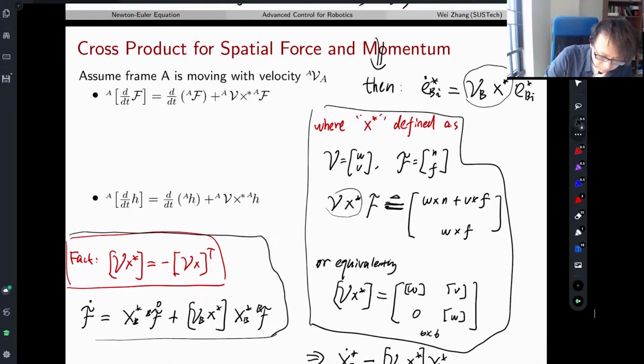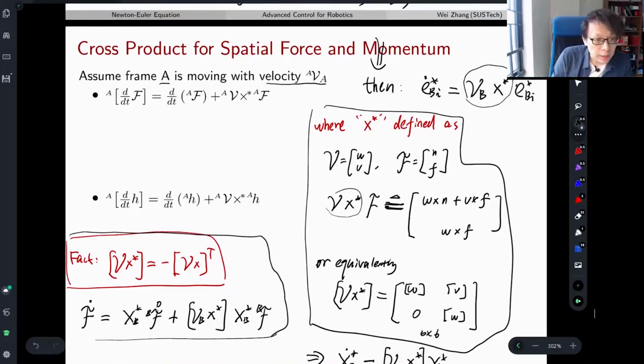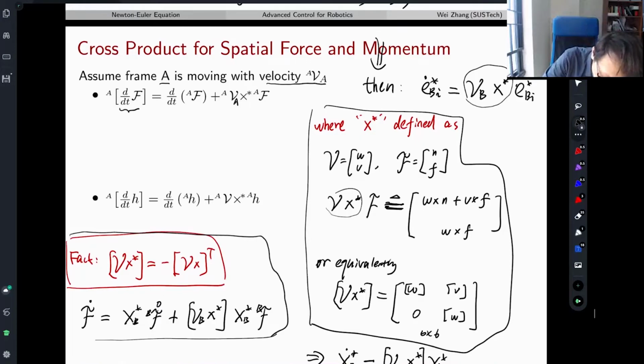Suppose, these are general formulas, suppose a frame A is moving with velocity v_A of A. So the frame A is moving, right? And if I want to express this change of frame, the change of the force, this dF/dt means coordinate free.